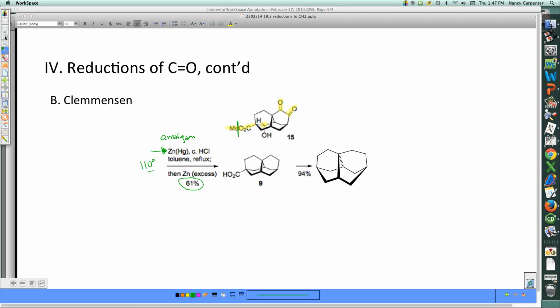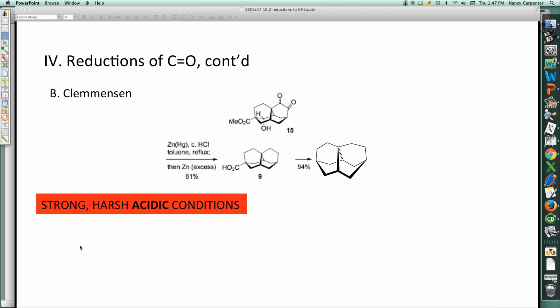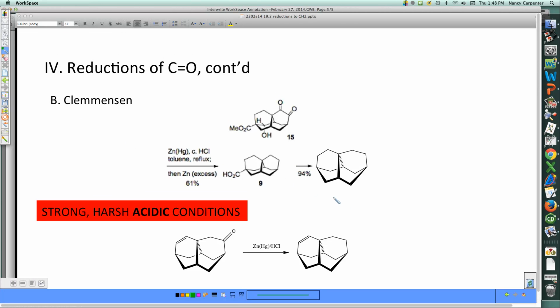In any case, you can see that the Clemmensen is kind of just the opposite of the Wolff-Kishner. It's strong, harsh, acidic conditions. So needless to say, if I think I'm going to carry out this kind of reduction, removing the CO group here and keeping the double bond intact, not a chance. So for this one, the Wolff-Kishner would be a good choice.